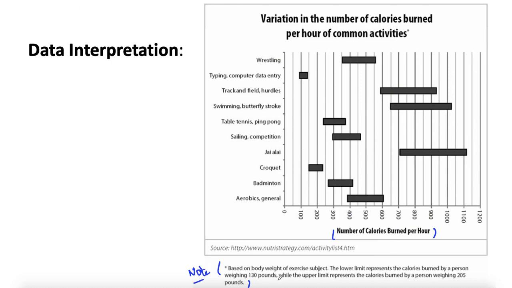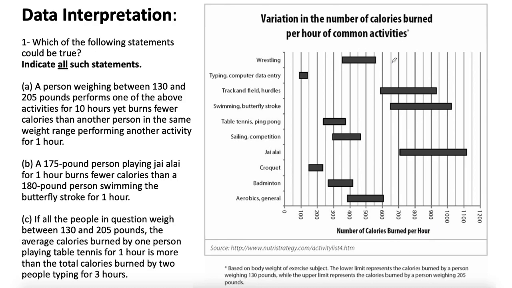Now let's see the very important thing, the note. The note is based on the body weight of the exerciser. The lower limit represents the calories burned by a person weighing 130. So the lower end of each is for 130 pounds and the upper end is for 205 pounds. That's all we need to know for the time being. Now let's move to the question. Okay, a very big question.